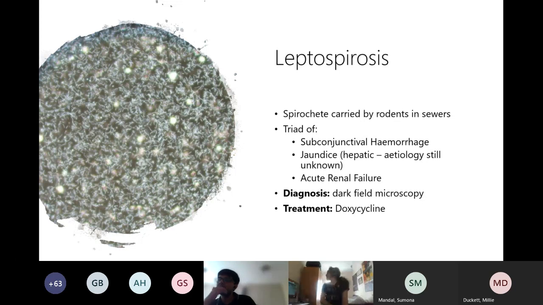And then you just treat it with doxycycline. Any kind of weird infections you can treat with doxycycline. It's a great antibiotic. Most parasites are sensitive to it as well. Hence, you can use it for malaria. Anything weird and you don't know the answer, doxycycline's kind of a good answer.